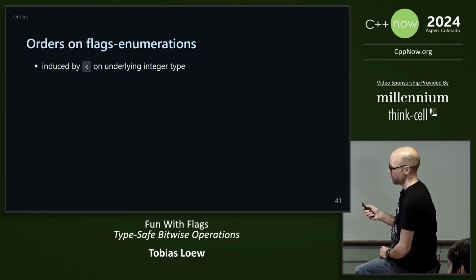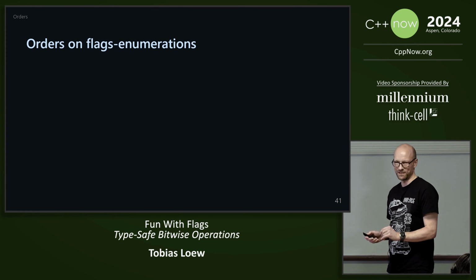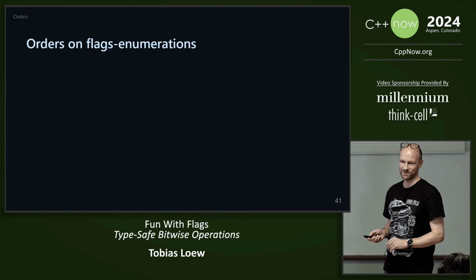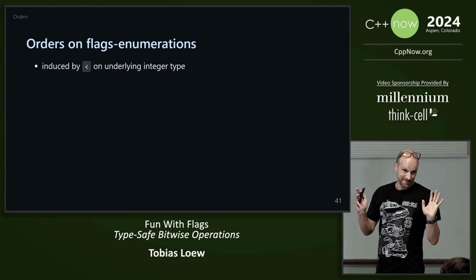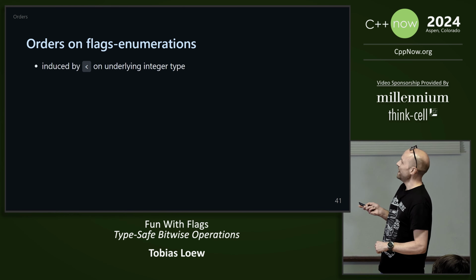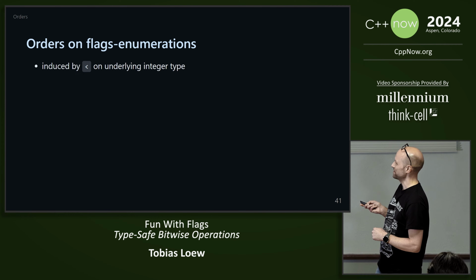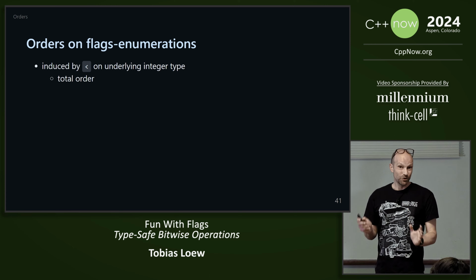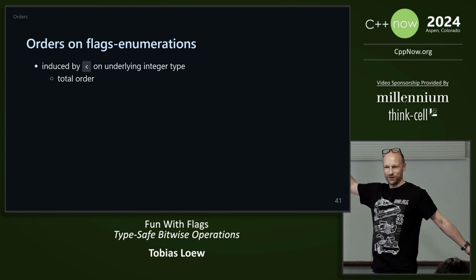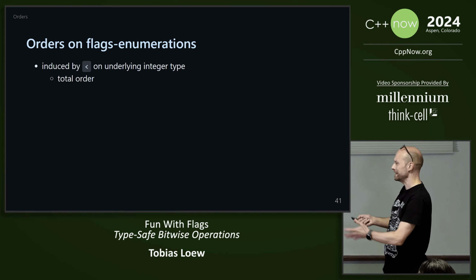Okay, so we still have some trouble here. We need to talk about orders on enumerations, sorry, on flag sets. On flag-like enumerations, we have two orders on them. We have one order induced by the underlying integer type. That's a total order. The integers are totally ordered. I can compare any two of them and it will always be greater or smaller or equal.